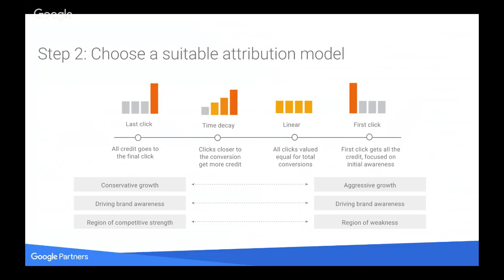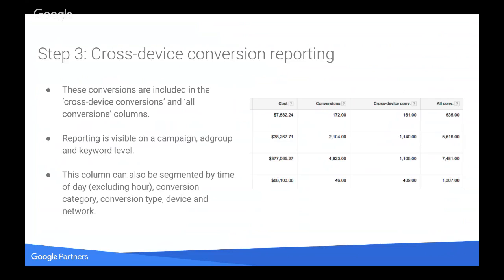And a time decay model works on a 7-day half-life system, which essentially means a click 8 days before conversion would get half as much credit as a click on the ad 1 day before the conversion. In the same way, a linear attribution model would equally distribute the credit for the conversion along all of the clicks on the path. And the last thing would be reporting these.